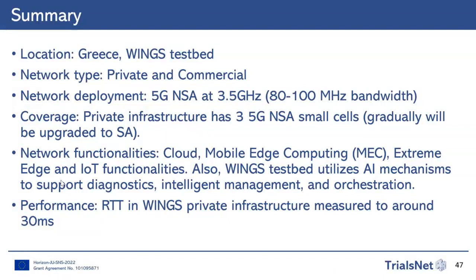About the network deployments, the 5G NSA is utilized mainly at 3.5 gigahertz with a bandwidth of around 80 to 100 megahertz. And with respect to the private infrastructure that is available in the Wings premises, it has to do with three 5G NSA small cells, which will be gradually upgraded to SA, but this process is still not finalized.